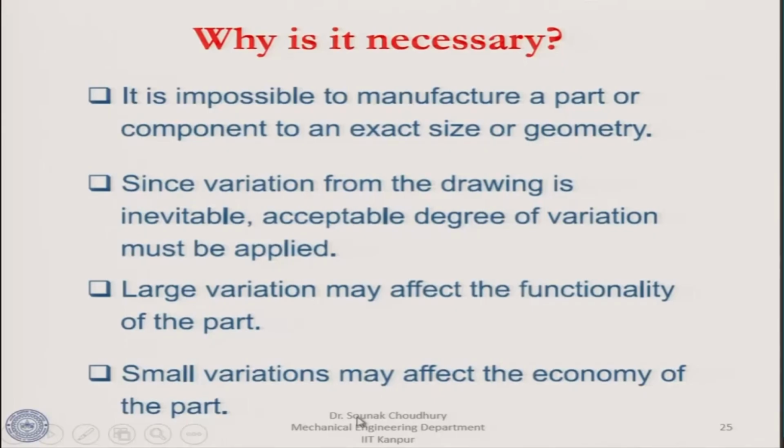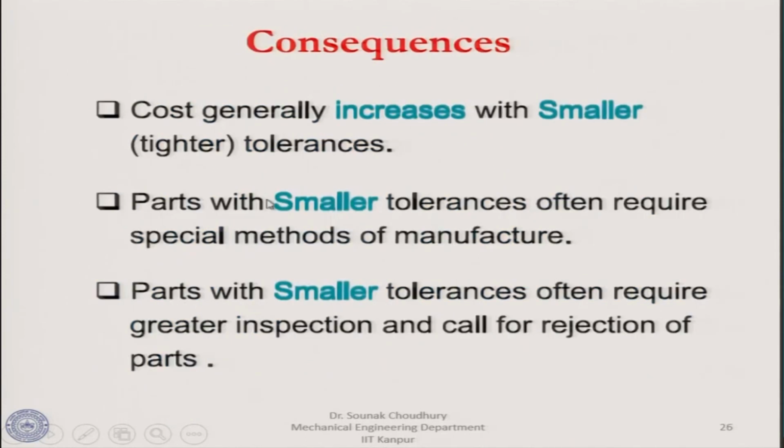Suppose we want the shaft to rotate along with the inner race of the bearing. So, if the diameter is bigger than what is within the tolerance zone, then it cannot be assembled. That is another problem. So, what I mean is that large variation may affect the functionality of the part. Small variations may affect the economy of the part. Okay, you understand what is said.